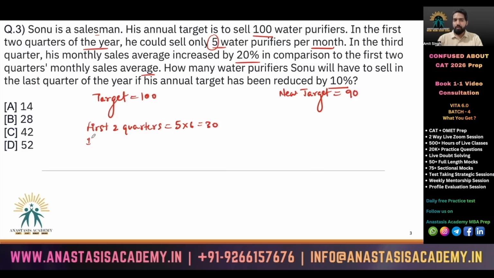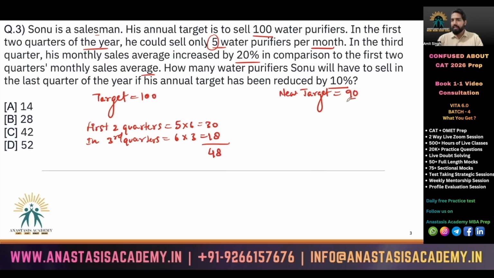So in the third quarter, total water purifiers sold were 6 into 3, there are 3 months in 1 quarter. So total 18 are sold. So up till 3 quarters, 48 water purifiers have been sold, right?